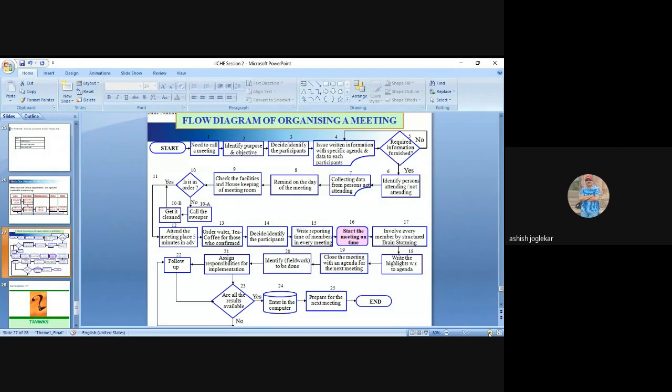So the required information is furnished. Somebody will check it. Once you have made it, you will show it to the champion. "Sir, this is what I am going to do." "Oh, this is not needed. You also need this." So you will again review the agenda and revise the agenda. And then if it is okay, then you will identify the persons attending.